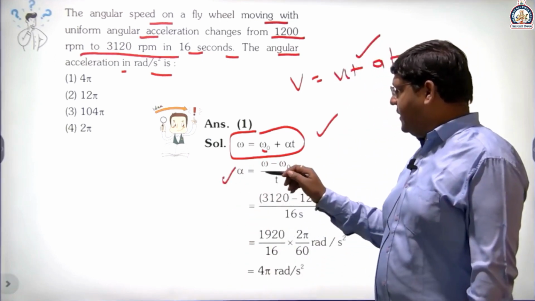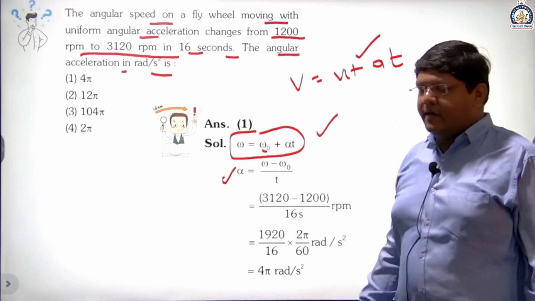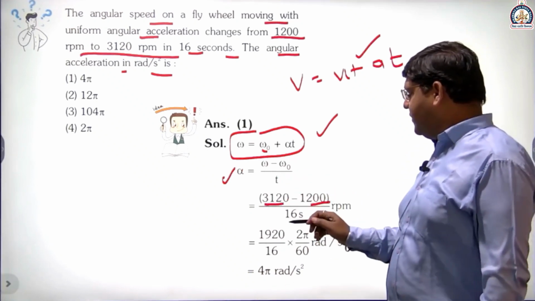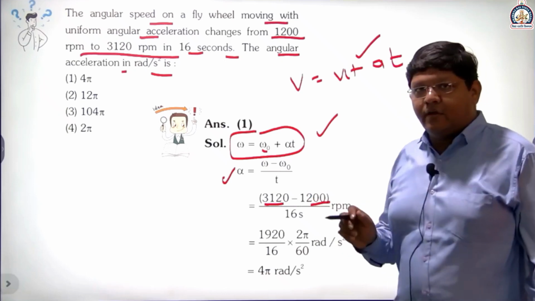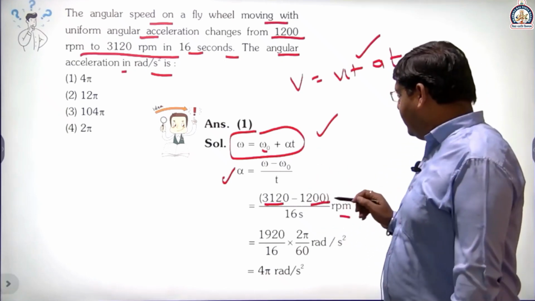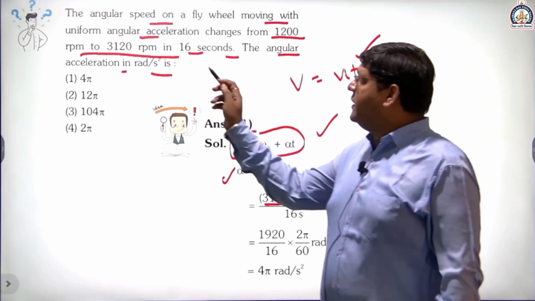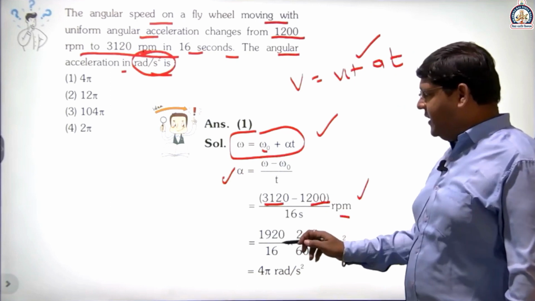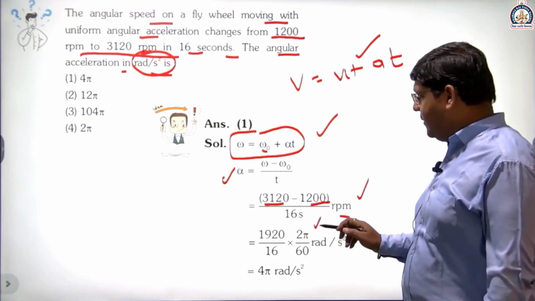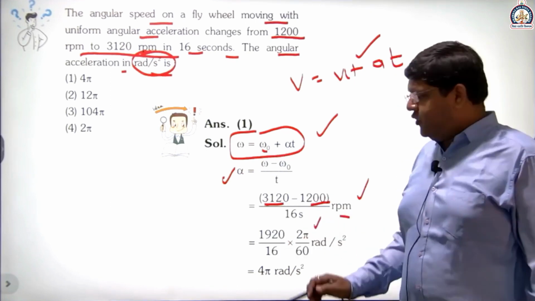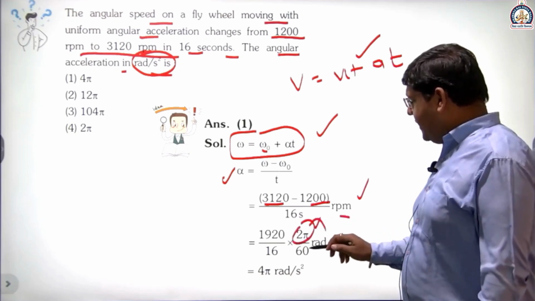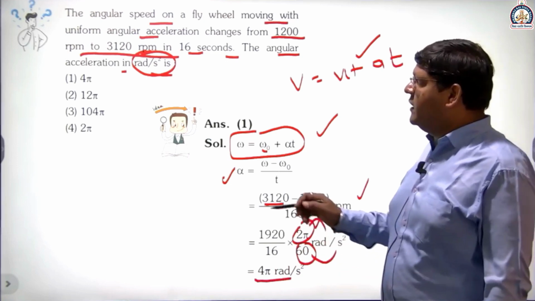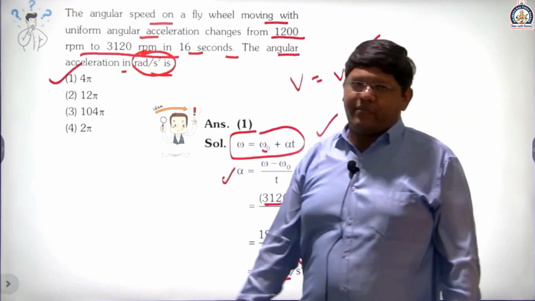Solving for alpha we get omega minus omega naught upon t. In the question omega is given as 3120, omega naught 1200, divided by 16 seconds, that is in rpm. Now the answer we are getting is in rpm, but we have to calculate the acceleration in radian per second squared. So for this conversion we multiply our result by 2 pi upon 60, radian per second. 2 pi is for radian and 60 is for second. So the required answer is 4 pi radian per second squared. That is our option number A.